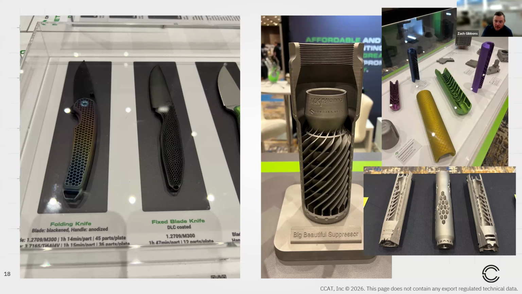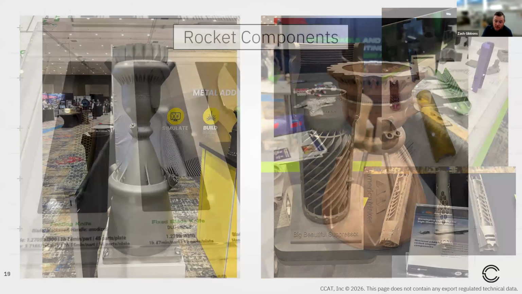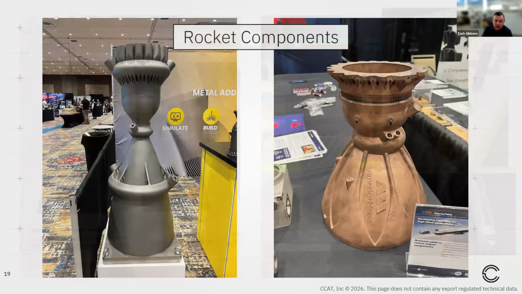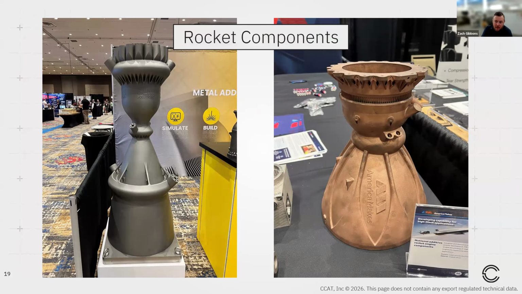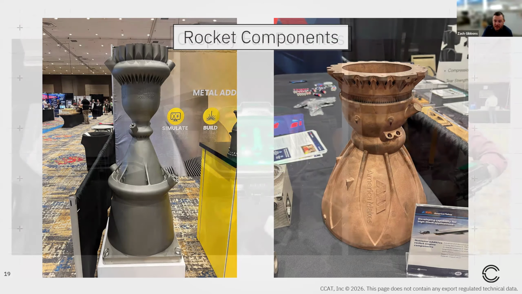And the aerospace side of things, some very large-scale rocket components from SLM on the left. We also have some copper rocket components you can see on the right-hand side. This came out of an America Makes project, all the way to some fan favorites, right?